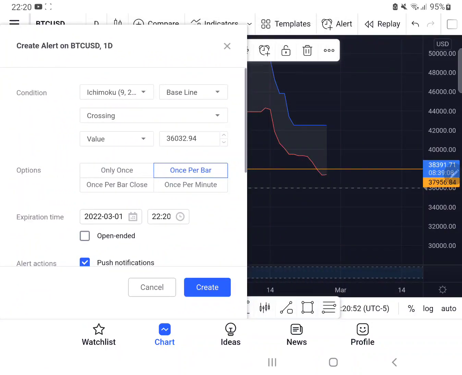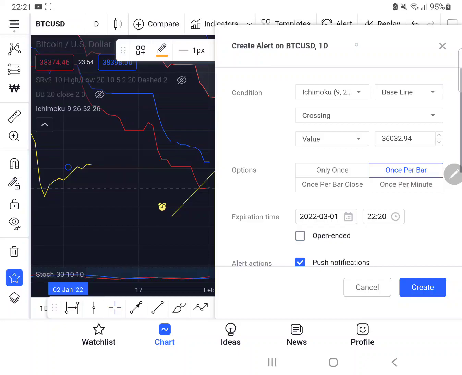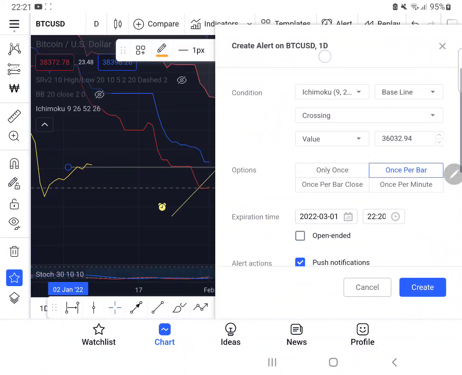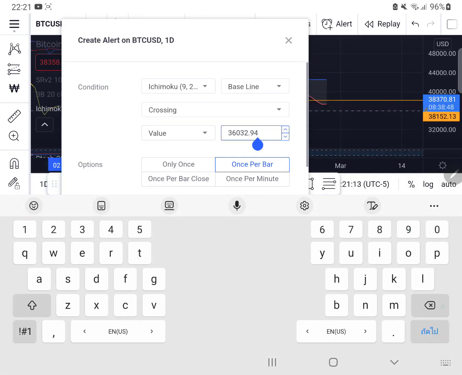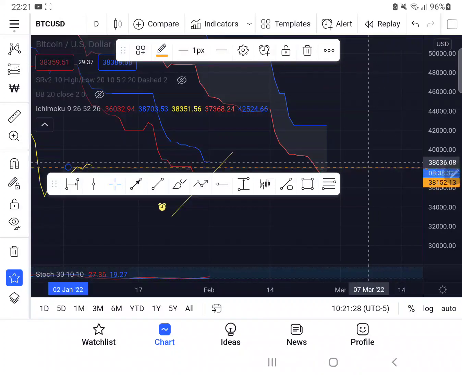Sorry, this one is on price. Sorry, I'm looking back about this. Right, the baseline is the base line that we call the Kijun-sen. Once it crosses to the 8152.13, once per bar.